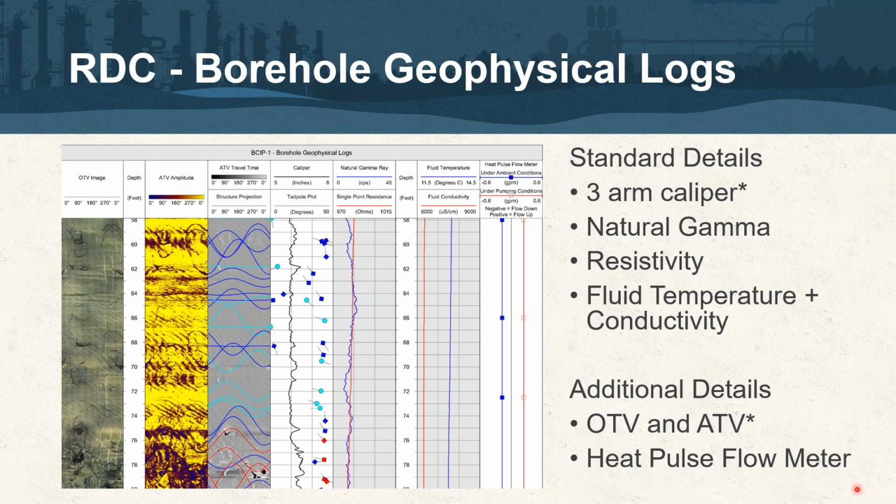Natural gamma, looking at some of that background low-level radiation from the material, resistivity of the aquifer itself, and then looking at the fluid temperature and conductivity. And then some of the additional details that add value to these particular logs are optical televiewer or acoustic televiewer, or looking at E-pulse flow meter. This is beneficial for looking at potential sinks and springs within the borehole itself. Next slide, please.